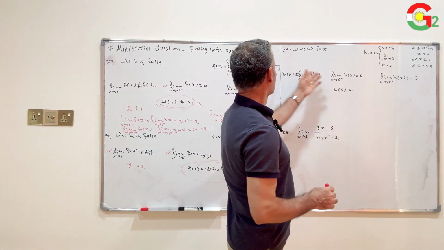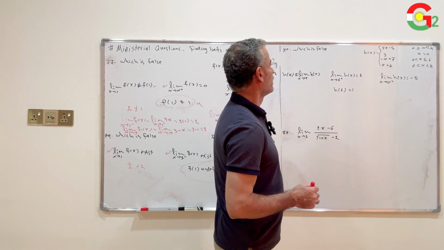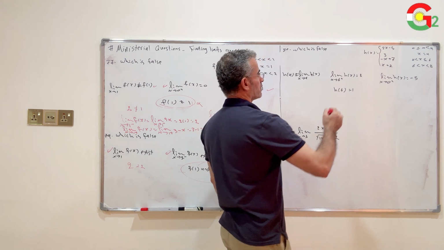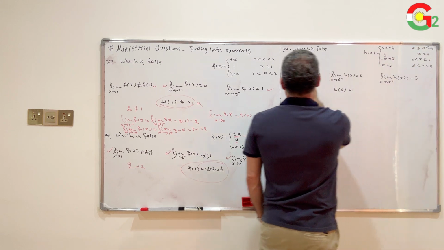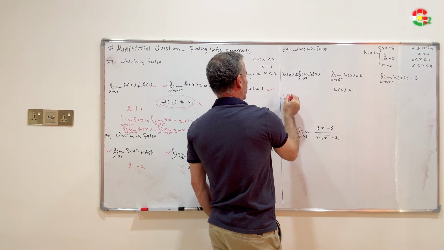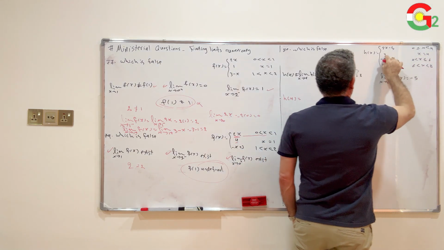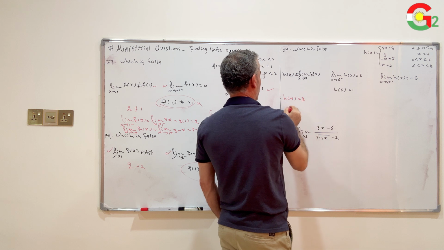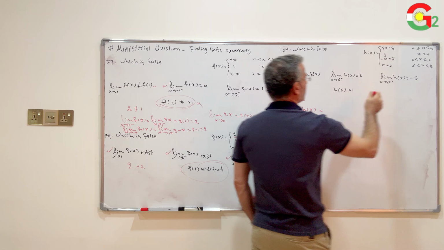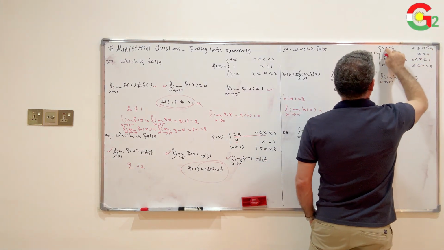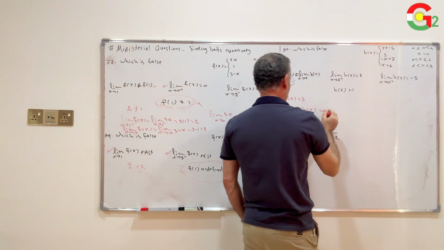Which is false for this function? h of 4 not equal to the limit of h of x when x approaches 4. Let me find h of 4. When x equals 4, h of 4 is 3. Let me find the limit when x approaches 4 from left. From left, it means when x is less than 4, I substitute here: 2 times 4 is 8, 8 minus 5 is 3.